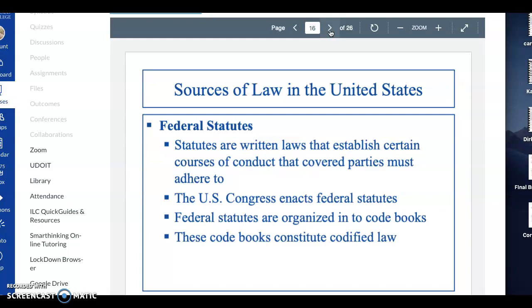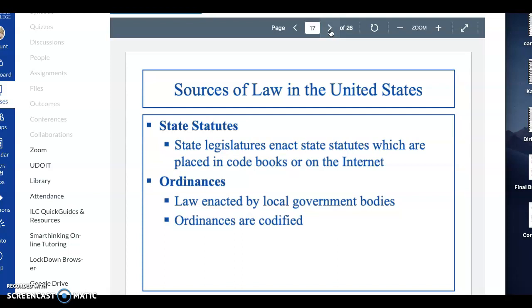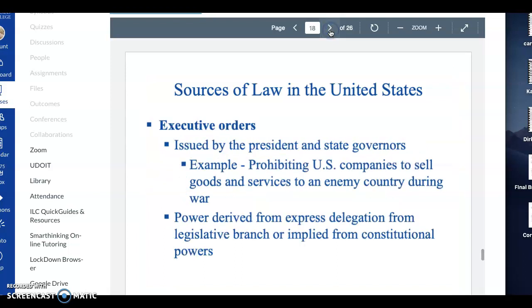Federal statutes. Now, these come after the Constitution. They are written laws that establish certain courses of conduct. So the U.S. government can enact federal statutes, they're put into a code, and then they're codified into law by our Congress. State statutes are the same, but they're done through the state legislature. And then ordinances are done at the local level.